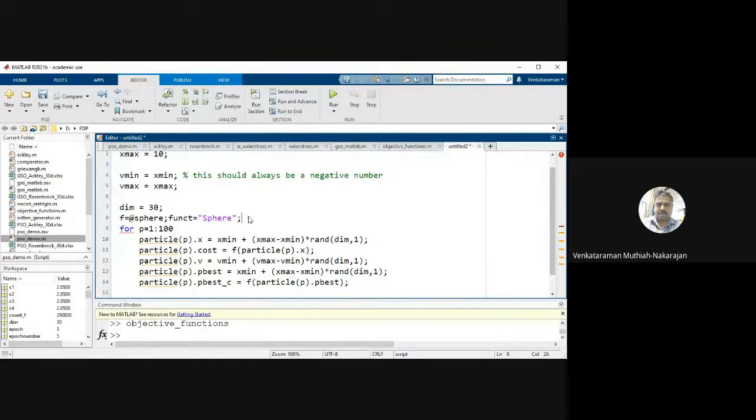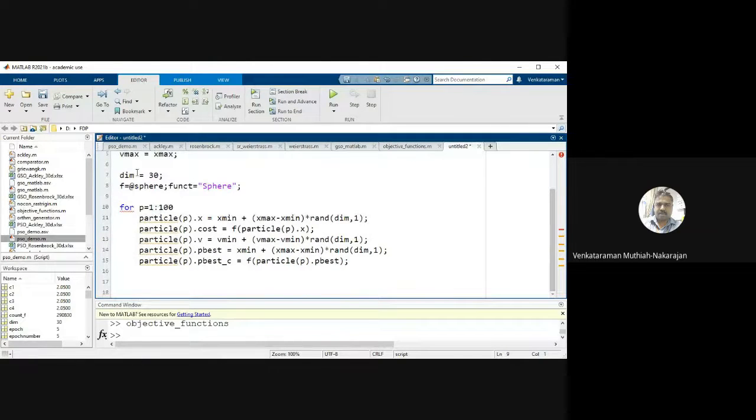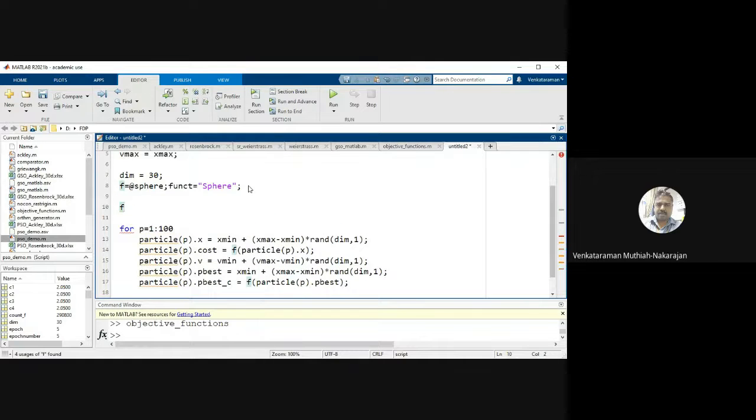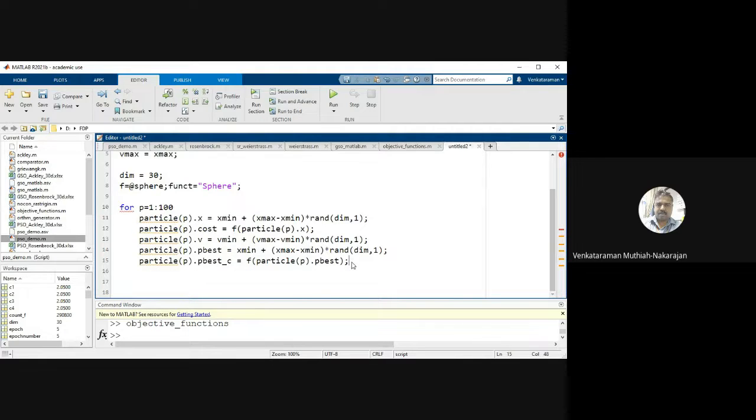When you write this command, f equal to, func equal to sphere, it means I'm asking MATLAB that wherever I type f of x, it should evaluate sphere of x. Sphere is a different function that I have defined elsewhere. And I'm asking MATLAB to take sphere as my objective function.